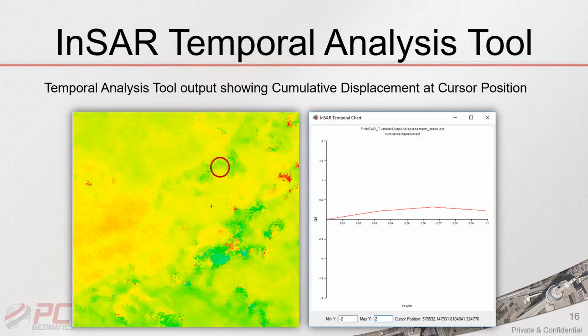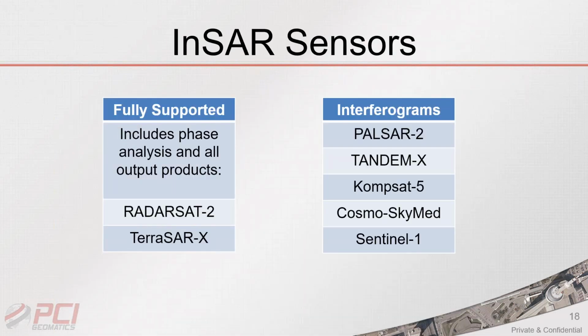Included in the InSAR package is the temporal analysis tool, which shows cumulative displacement for any pixel at any given cursor position. In the example we see here, we're looking at weekly change in millimeters over 1 month, and we can see that in this collection, a weekly collection, we're measuring changes of 2 to 3 millimeters. So again, very precise and for very large scale as well. So we can cover large areas and get very precise information.